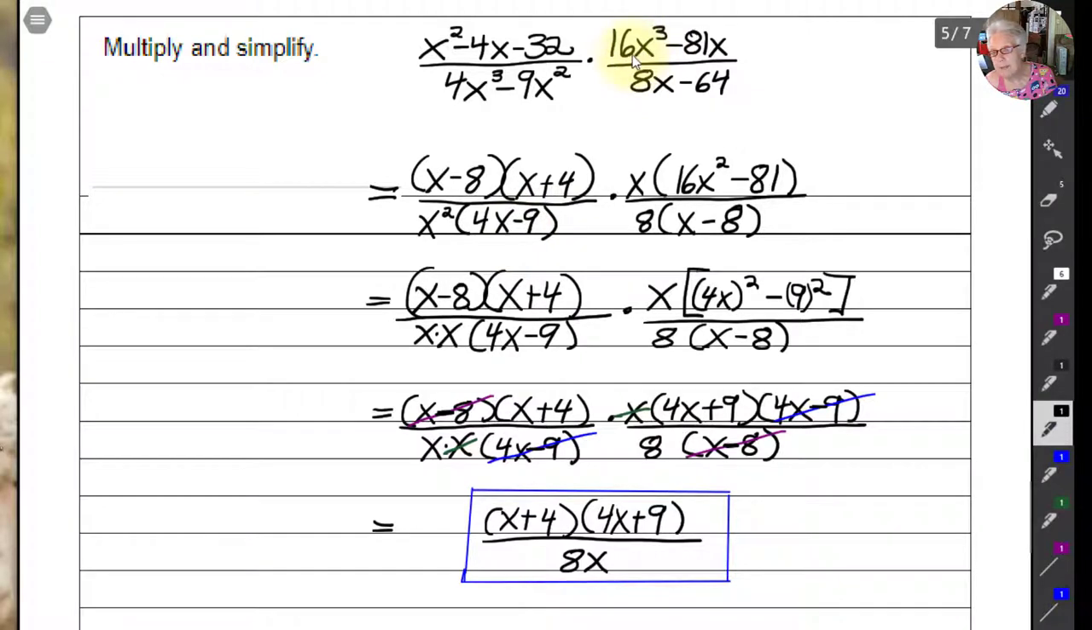Up here, I have 16x to the third minus 81x. Both of these terms contain an x. I pull it out to the front, and my leftovers are 16x squared minus 81. Then, I have 8x minus 64. 64 is 8 times 8. So 8 is my greatest common factor, my GCF. I pull out an 8, and I'm left with x minus 8. But I am not done yet.